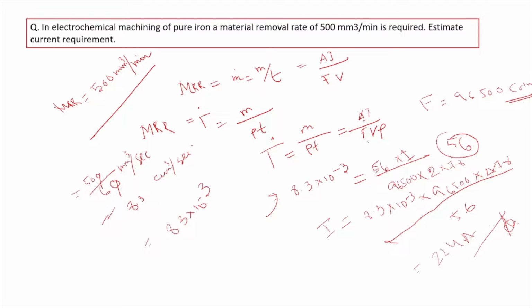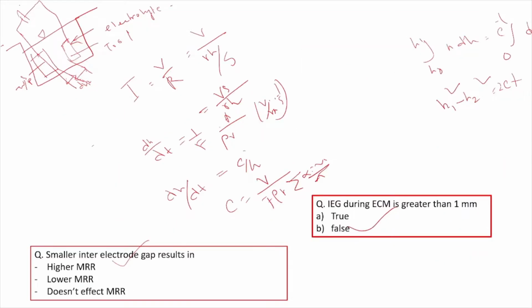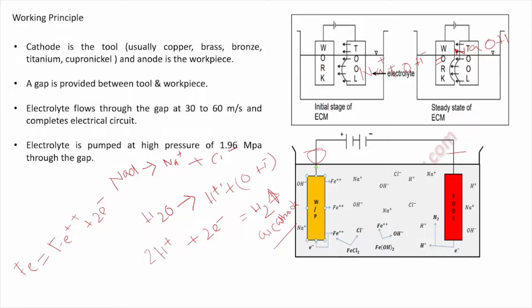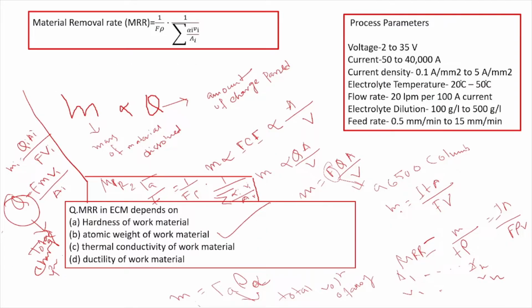So in this way, if other problems are also given with the MRR equations, and the atomic weight and all those values are given, you can find what the material removal weight will be. Using this calculation, you can explain what the values of those problems will be.